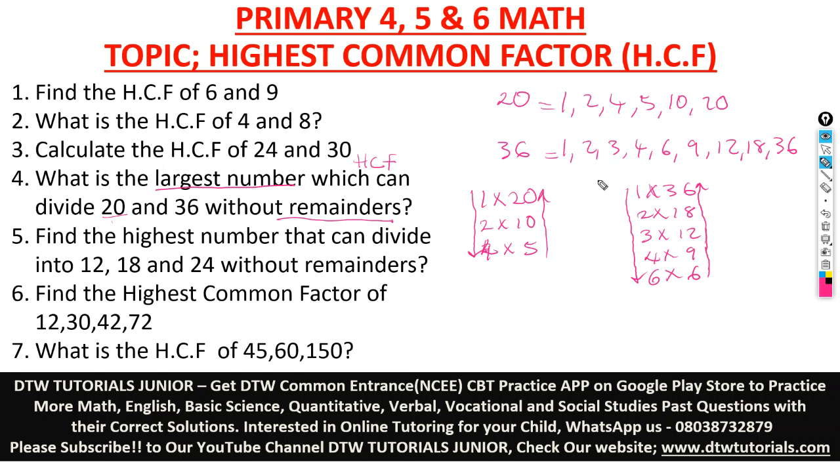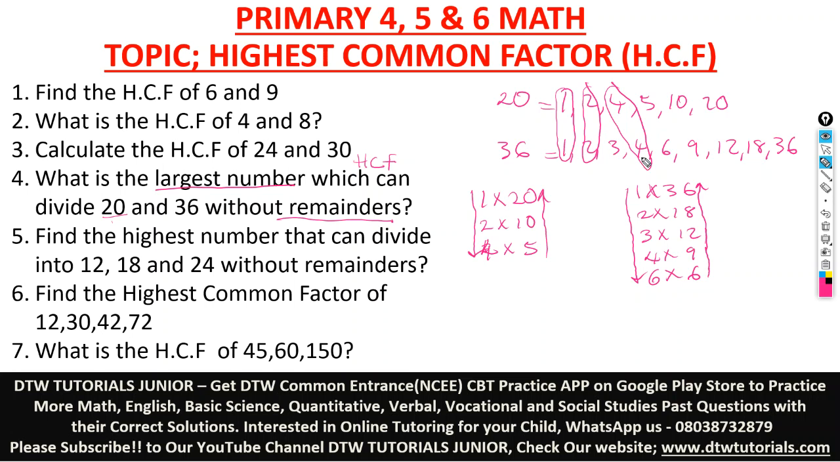Now, let us look for the common factors. What are the common? We have 1, we have 2, we have a 4 here. Any other common? Nothing else is a common factor to both 20 and 36. So there is no common factor apart from these three.